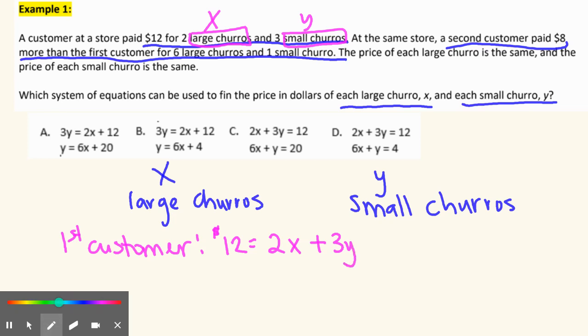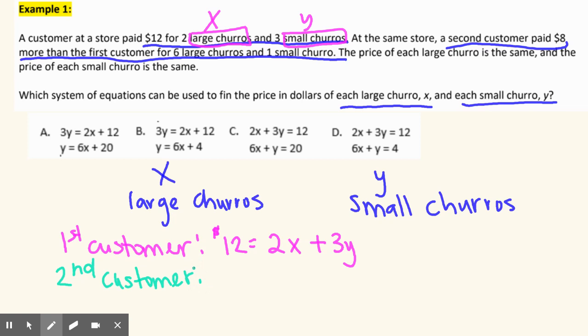Changing the color here. Then we have, at the same store, the second customer. So now we're looking at the second customer. It's a pretty color. The second customer paid $8 more than the first customer. The first customer paid $12, so we do 12 plus 8, so that's $20. So he paid a total of $20 for 6 large churros, so this is still X, and 1 small churro, 1Y.